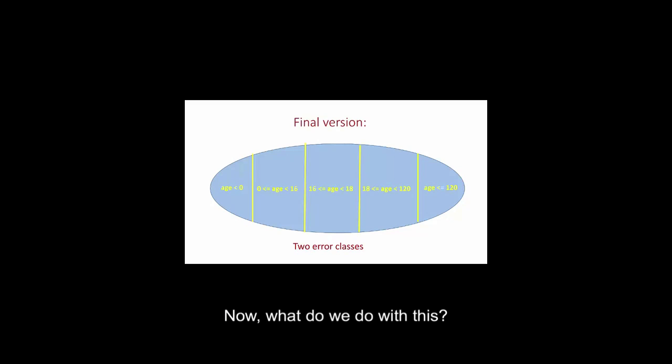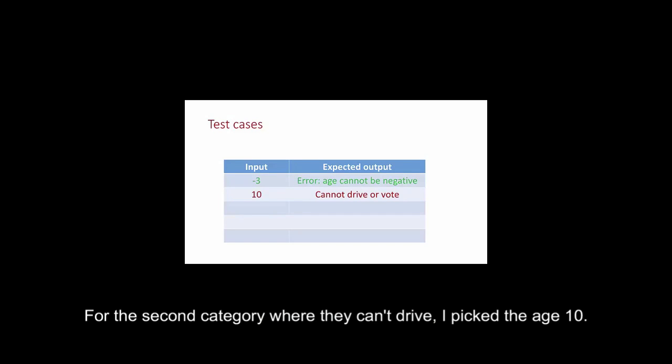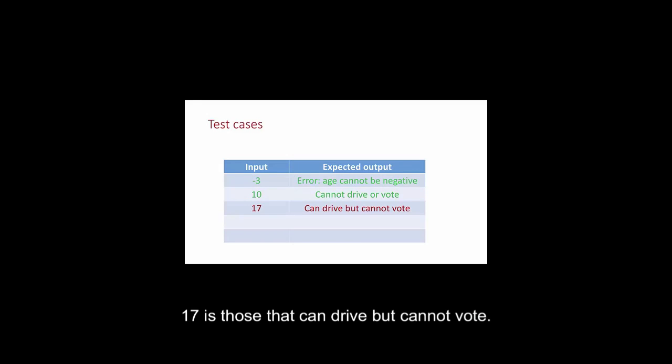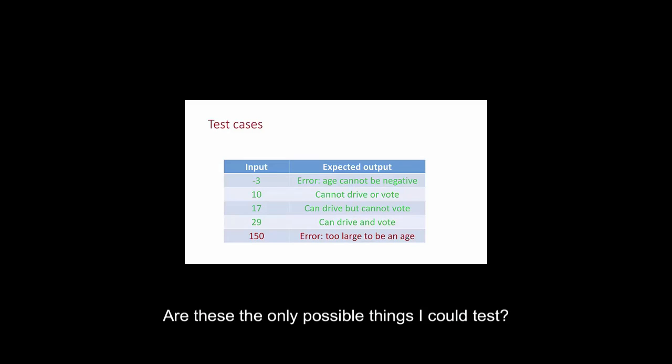Now, what do we do with this? How do we test with this? Well, test cases, one from each. So for example, for negatives, I've picked -3. For the second category where they can't drive, I've picked the age 10. 17 is for those that can drive but cannot vote. 29 represents those that can drive and vote. And 150 is for another error case, for those that are too large.